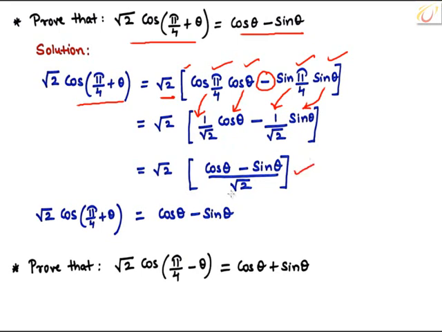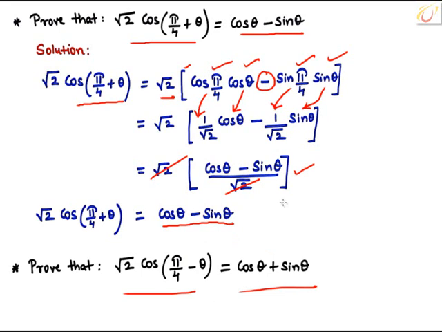So this root 2 will cancel out with this root 2. So what will remain? Cos theta minus sin theta. So root 2 cos(pi/4 + theta) will become cos theta minus sin theta. So similarly solve for root 2 cos(pi/4 - theta).